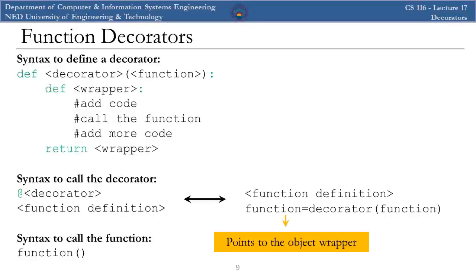And what is a wrapper? Wrapper contains your function as well as some additional code. So once you have decorated your function, you are actually assigning your function name to the wrapper. So let's see a detailed example, and there I'll show you line by line how this is working.